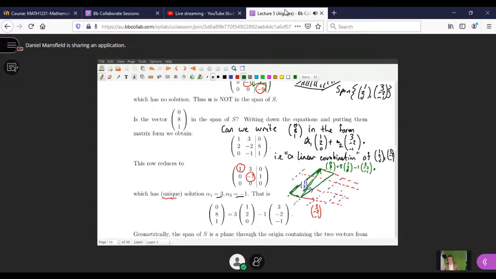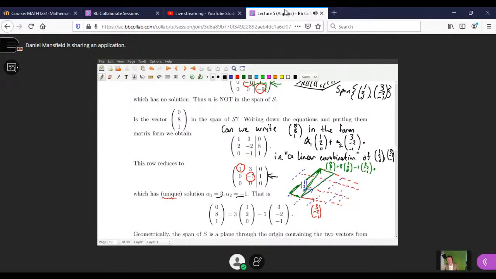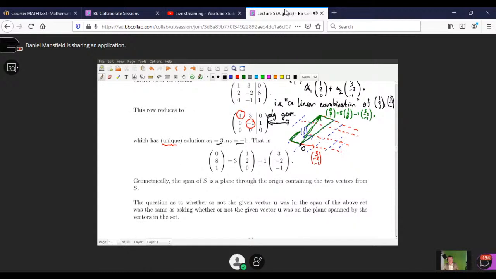Anyway, so we saw an example of what happens geometrically when you're not in the span, and also algebraically what happens when you're not in the span. You end up with a matrix like that. When you end up with a matrix like this, you are in the span, and that's the algebraic side of things. Geometrically, it looks like that. That's what it looks like for the vector to be in the span. And it is a plane through the origin. There's the origin right there. You know everything there is to know about determining whether or not vectors are in spans. This process of row reduction is pretty much all you need.